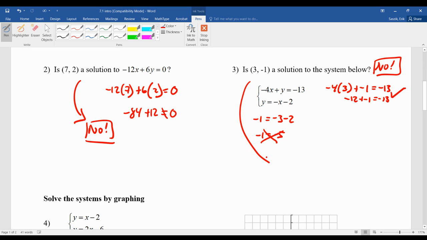So again, it must work in both equations to be a solution of a system. Ugh, my pen. It's a new battery too. Okay? Has to work in both.